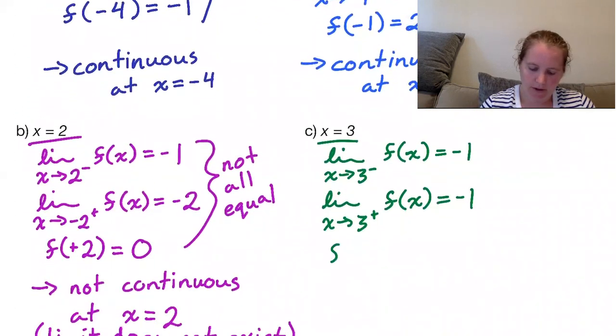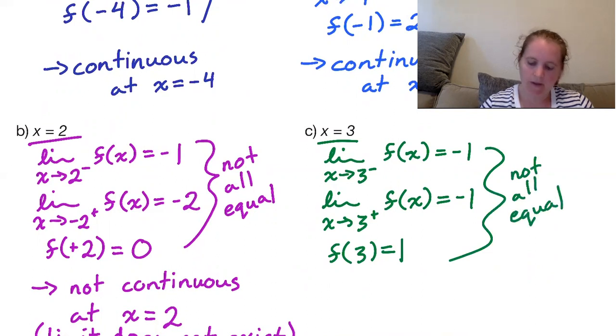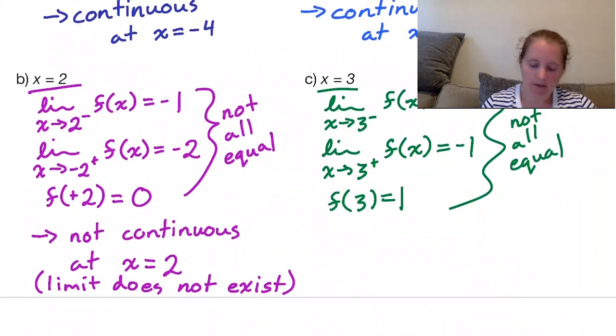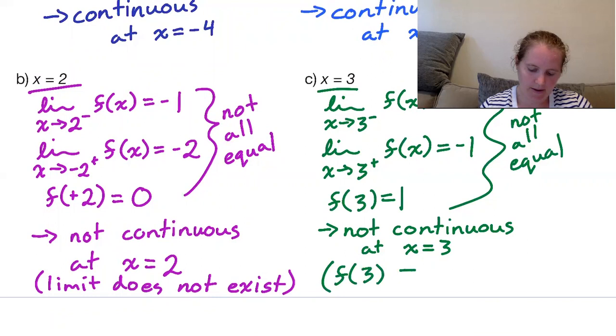So f of 3 is 1. So these are not all equal. The limit does exist, but the function value does not equal the limit. So this is not continuous at x equals 3. And again, f of 3 is not equal to the limit as x approaches 3 of f of x.